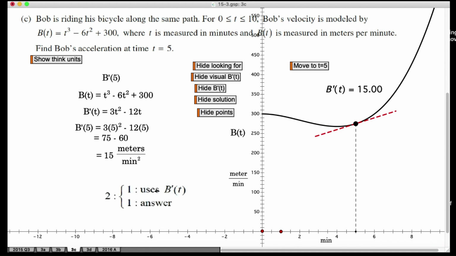Here's how you get your points. You get 1 point for getting b prime of t or using b prime of t, and then 1 point for the actual answer.